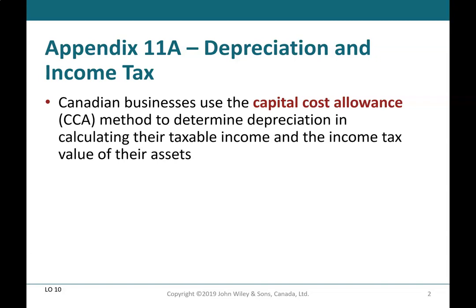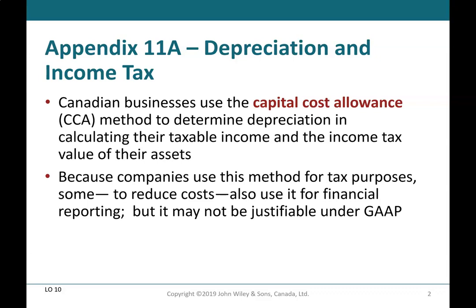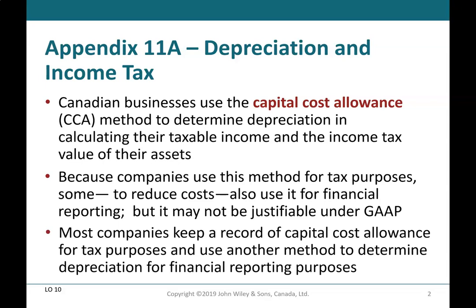Canadian businesses use the Capital Cost Allowance, CCA, method to determine depreciation in calculating their taxable income and the income tax values of their assets. Because companies use this method for tax purposes, some, to reduce costs, also use it for financial reporting, but it may not be justifiable under GAAP.